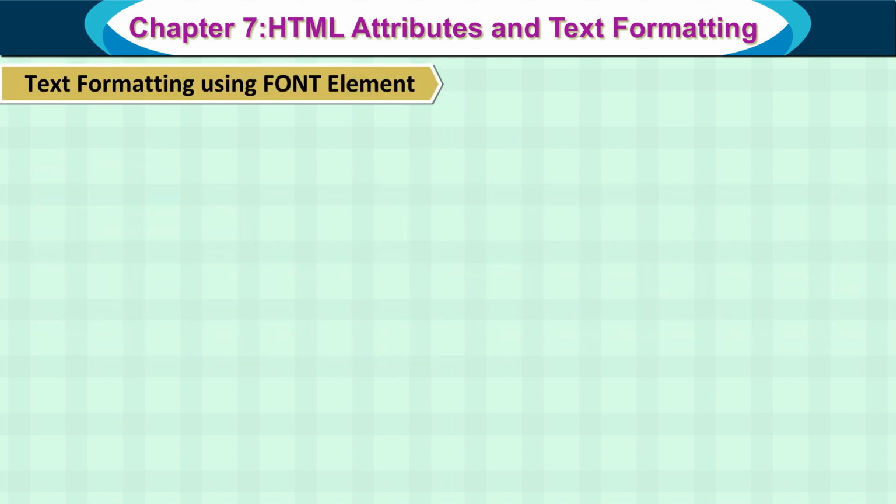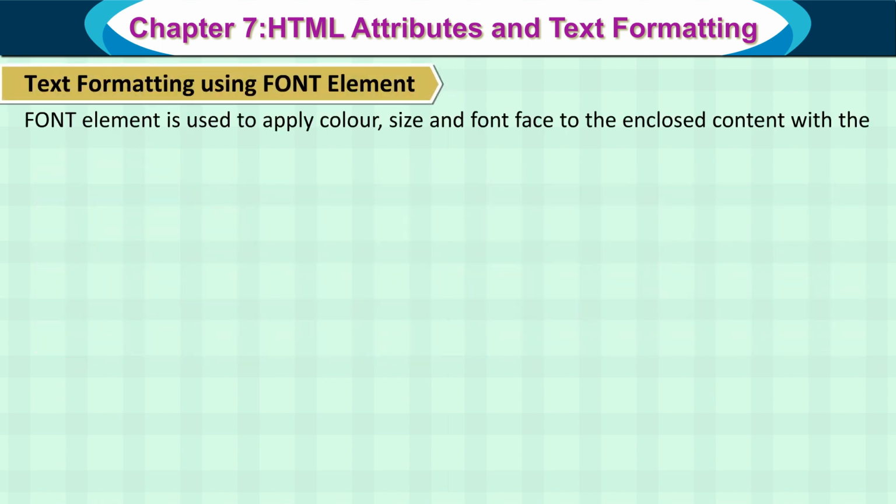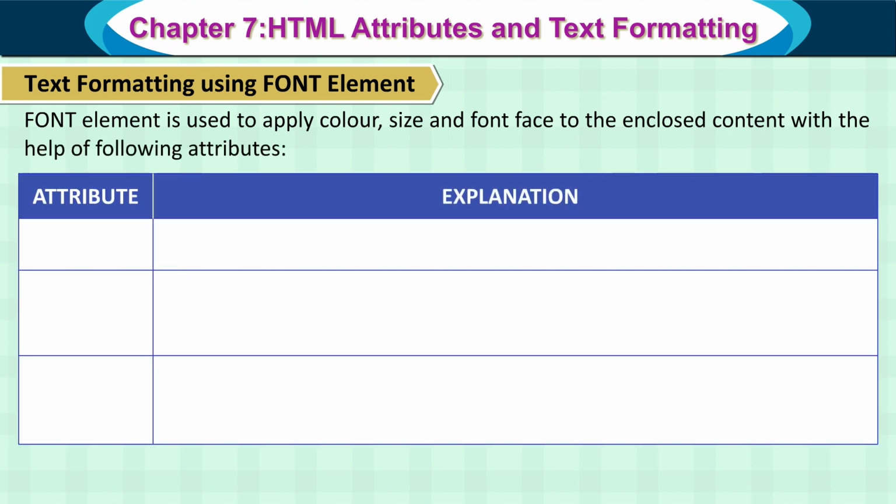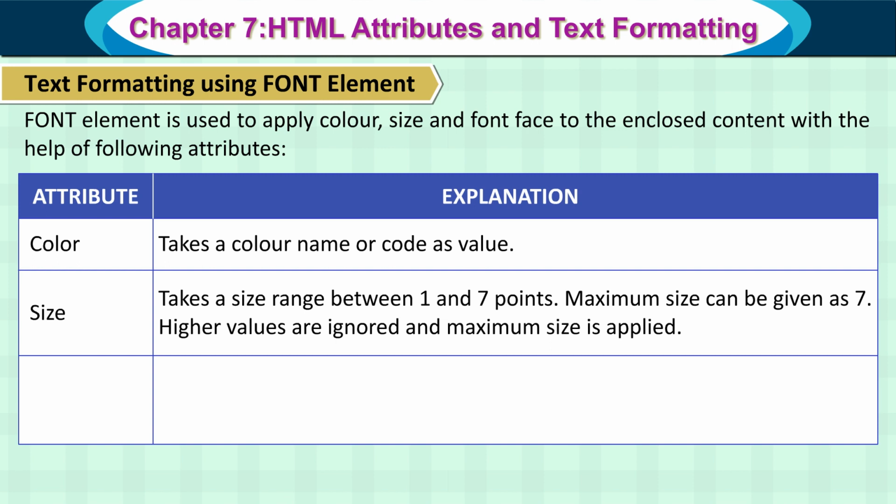Text formatting using font element. Font element is used to apply color, size and font face to the enclosed content with the help of following attributes. Attribute explanation. Color takes a color name or code as value. Size takes a size range between 1 and 7 points.